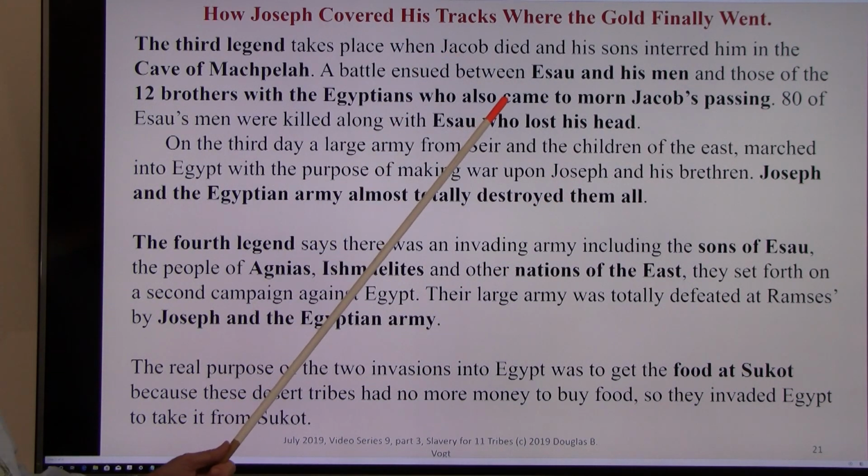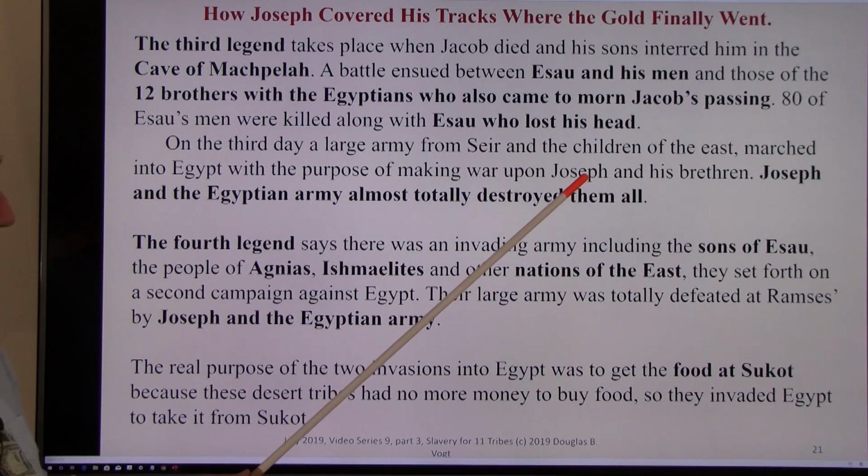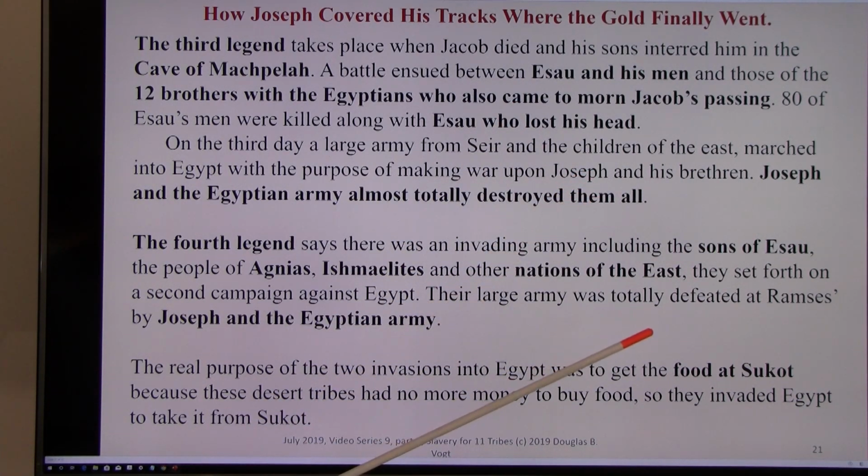I don't think he was prime minister when this happened. So I think this is earlier. And the fourth dream is the same thing. It says there was an invading army, including the sons of Esau, again, that town, Gerar, and he's already supposed to be dead. So the people of Ajin, Ishmaelites, which also was Gerar, and other nations of the east, maybe the Saudis, they set forth on a second campaign against Egypt.